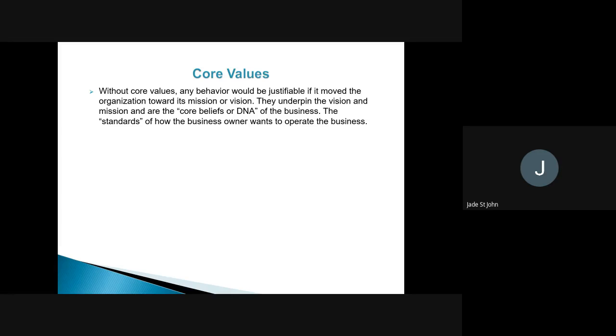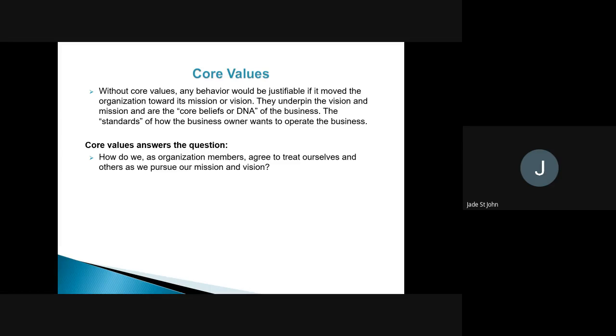So the core values are also standards of how a business owner wants to operate the business, right? Although core values are important to the success of an organization, unlike the mission and vision statement, they are rarely discussed or shared among members. It's just basically, this is how you're supposed to behave. When you were growing up, your parents would tell you, do X, do Y, do Z, so they don't have to constantly remind you. You know that this is how my parents expect me to behave, and when I'm out, this is how I'll behave, right?